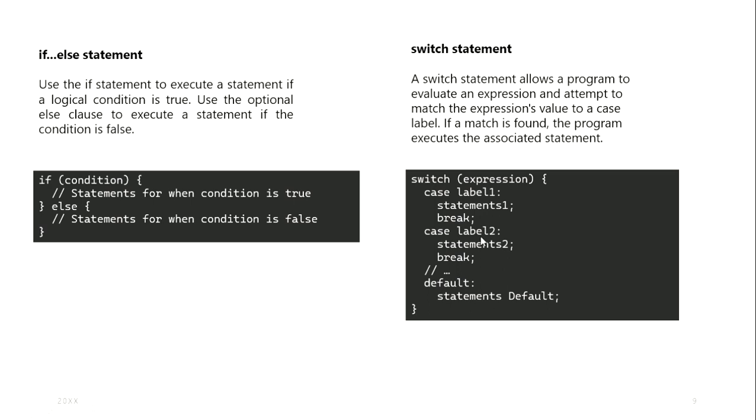If the value is neither of them, like not between 1 to 5, then we have this default case over here. This is used when your expression does not find any match from the case labels. So this is the default, and in that we execute the default statements.